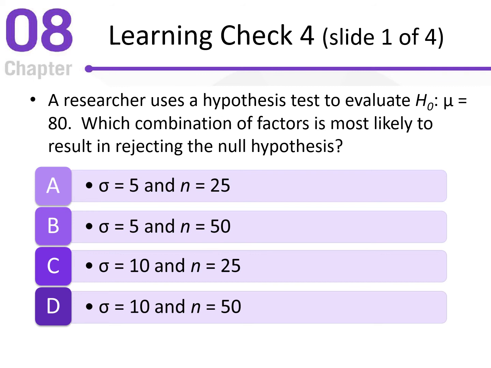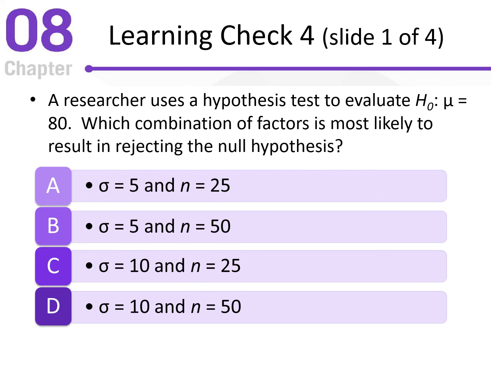Let's look at these questions here. A researcher uses a hypothesis test to evaluate the null hypothesis that the mean is 80. So H0 is the null hypothesis, the mean of the population is 80. Which factors are most likely to result in rejecting the null hypothesis?